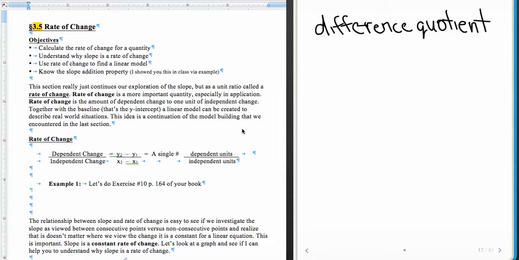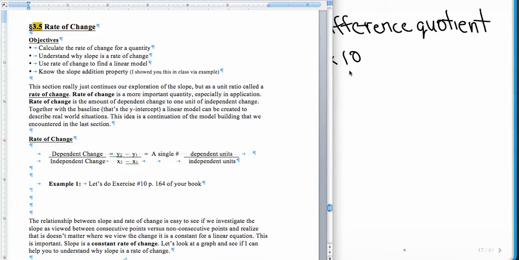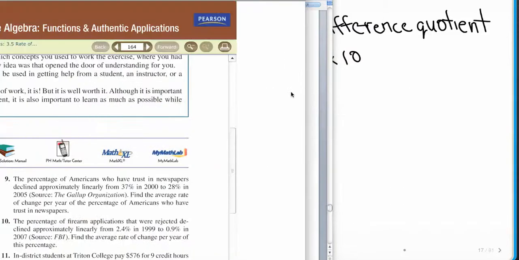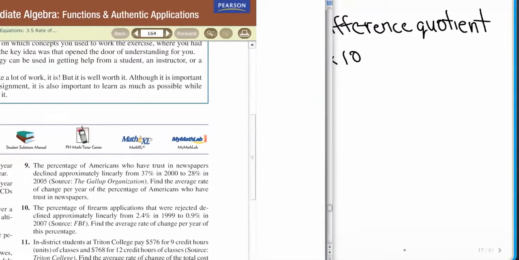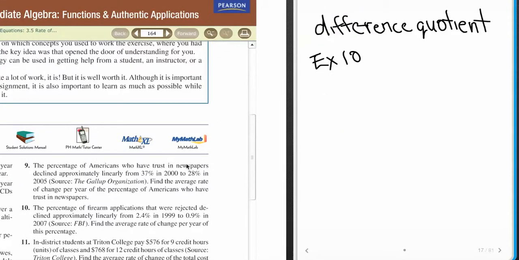So we're going to go ahead and do an example. We're going to do exercise number 10 in your book on page 164. So we're going to be looking at Lehman's book here. So moving this up so we can see it a little bit better. We have the percentage of firearm applications that were rejected declined approximately linearly from 2.4% in 1999. So we're going to write that down.